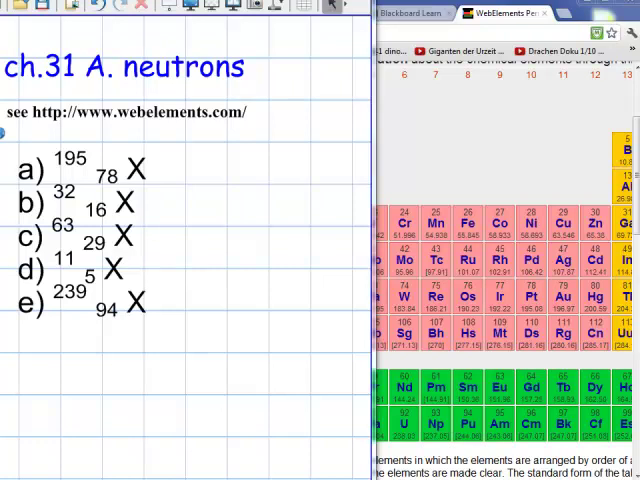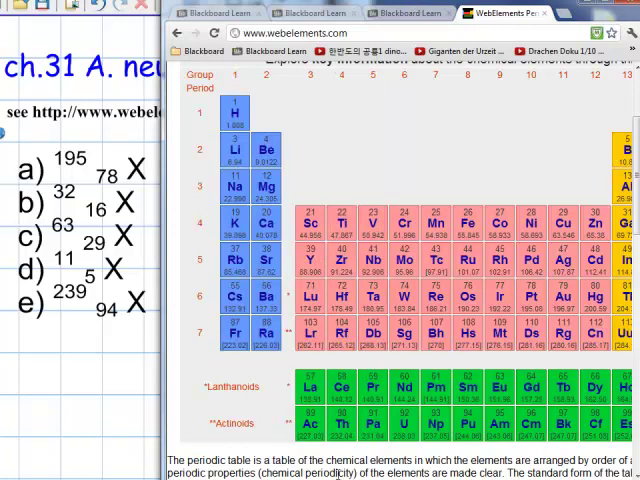This problem reads, in each of the following cases, what element does the symbol X represent and how many neutrons are in the nucleus? Use the periodic table as needed. Okay, so 195, 78, X. I'm going to look up the 78 because that's going to tell me the number of protons in the nucleus.